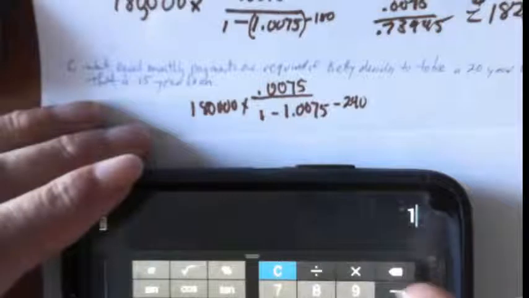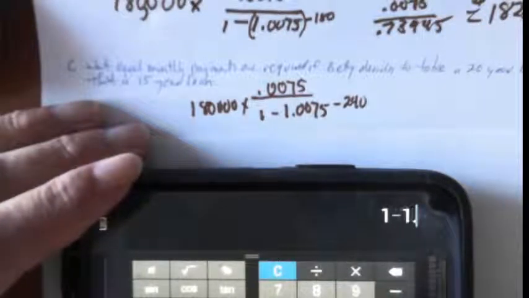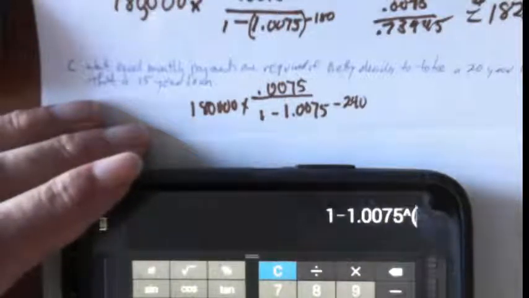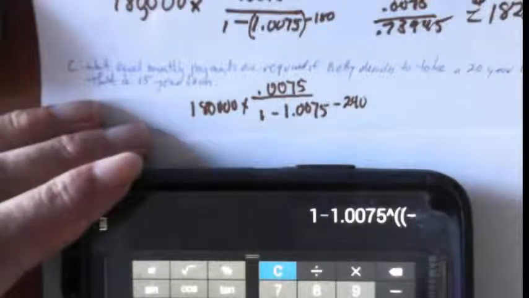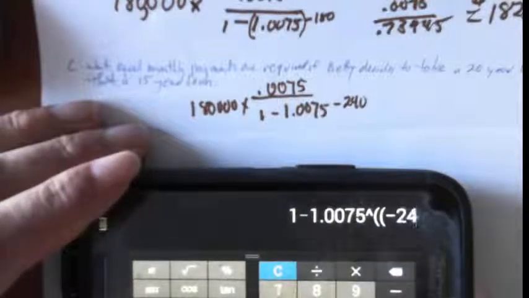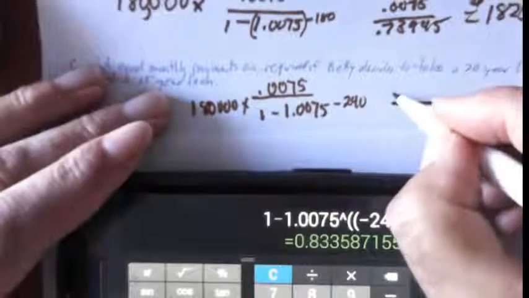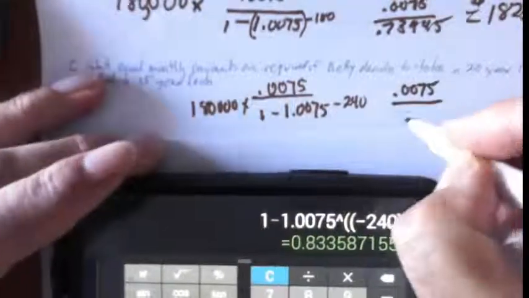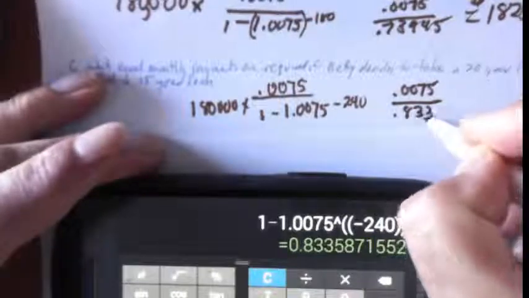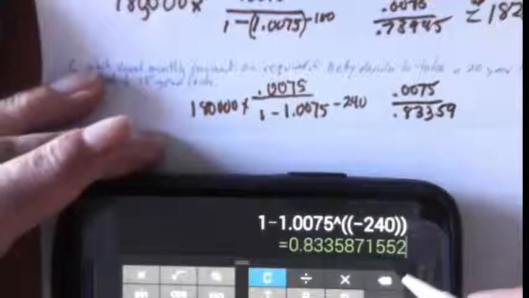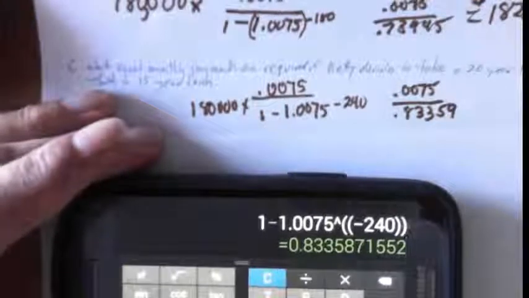So we have 1 minus 1.0075 y to the x, okay, negative 240 this time, equals, okay, 0.0075, and that's going to be on the bottom. How about 0.83359? We'll round that to that 5 spots we talked about.